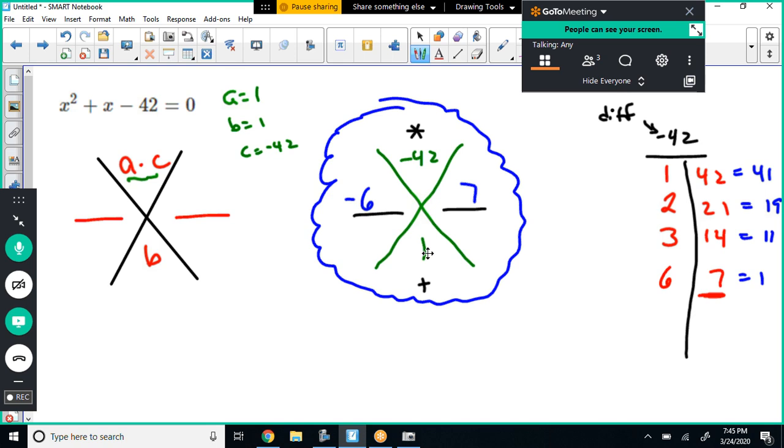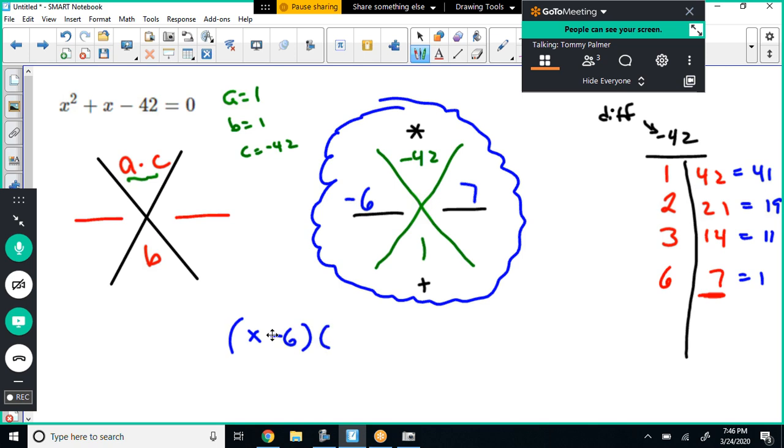The sign of B will always go with the biggest number. So if B was positive, the bigger number has to be positive. If this one was negative, then the 7 would have to be negative. But as you can tell, you can very quickly see that negative 6 plus 7 is positive 1. Negative 6 times 7 is negative 42. You see that, right?